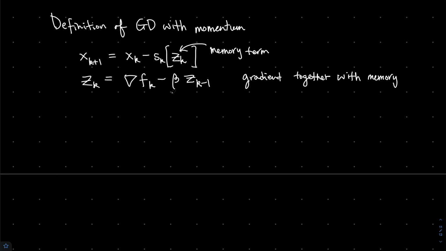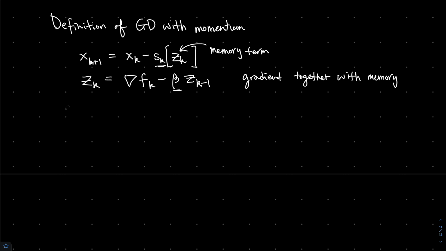Now, here the coefficient is negative beta, but because we're not constraining beta to be positive, I believe, the beta can be negative so that the memory and the gradient are added. I think this beta is a term that can be controlled just as this step size, as the portion of the memory within the momentum.